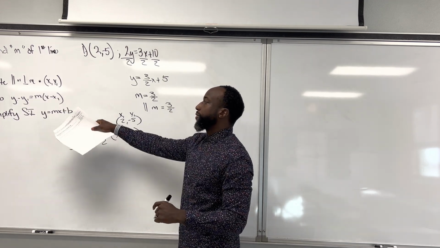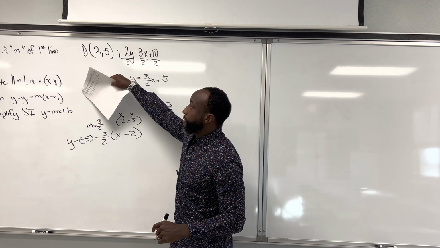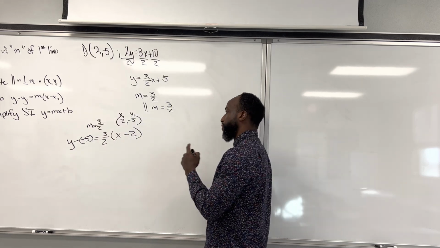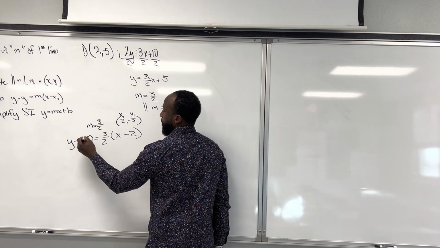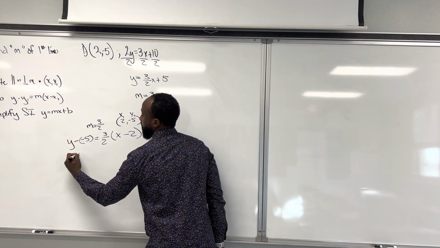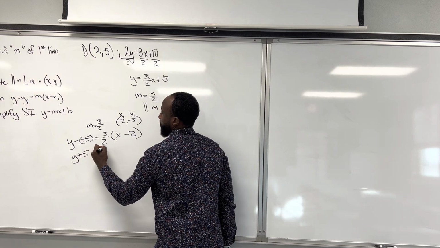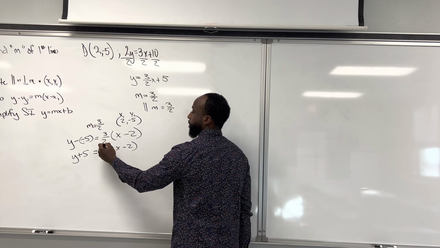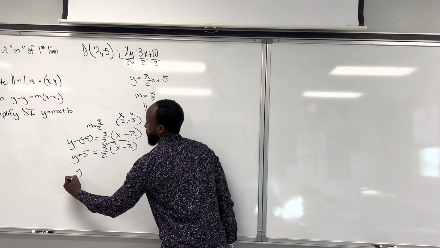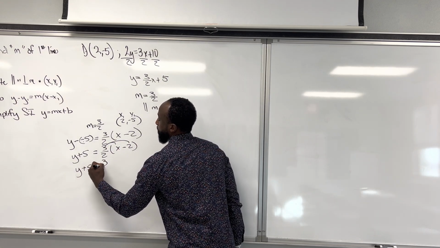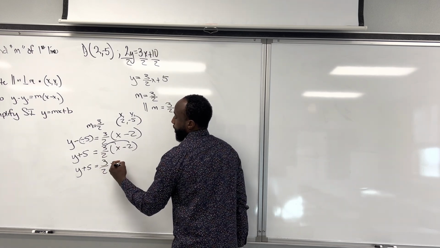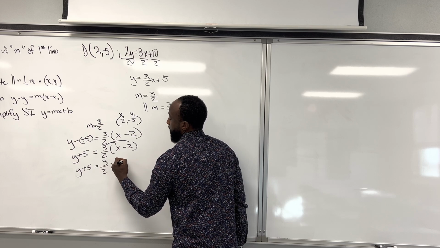Okay? And then we did steps 1, 2, and 3. Now we're going to simplify this to write slope intercept form. All right, so we're going to rewrite this. Minus negative means it's plus 5. And then we got 3 over 2 times (x minus 2). Then from here, we're going to distribute. So it's going to be y plus 5 equals 3 over 2x, and then 3 over 2 times -2 is going to give us -3.